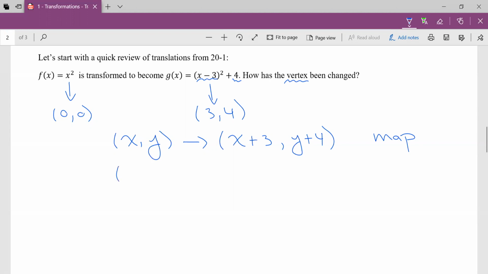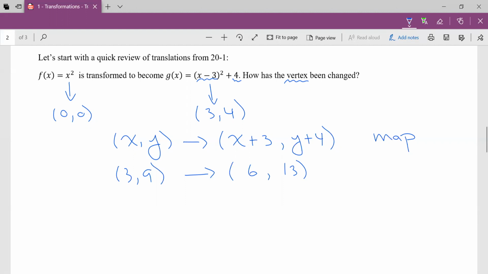Let's say the point (3, 9) is on f of x. Now where is that point on g of x? I'm going to go 3 units to the right, so I'm at 6, and I'm going to go 4 units up, so 9 plus 4. There is my new point on g of x.